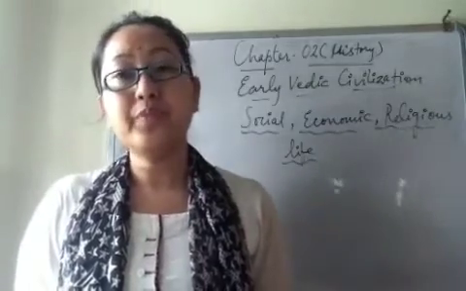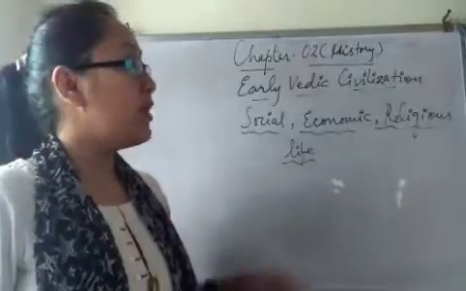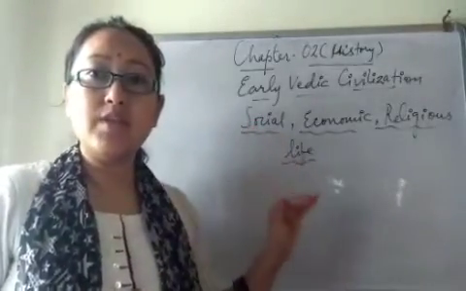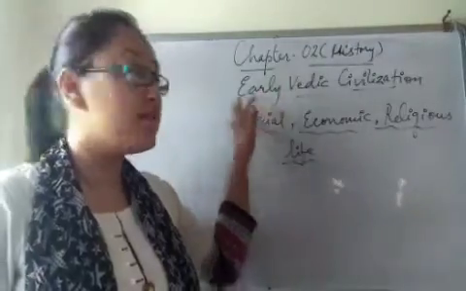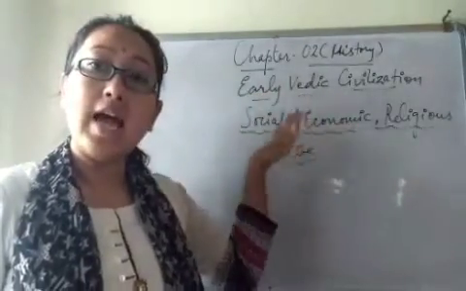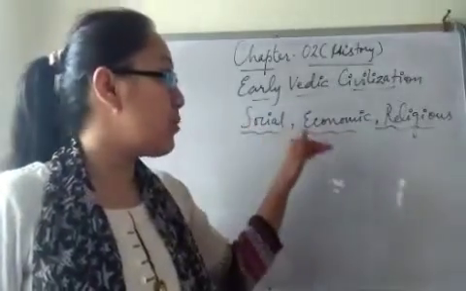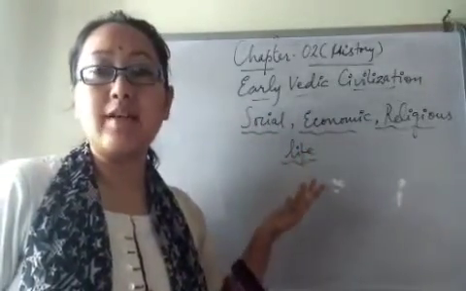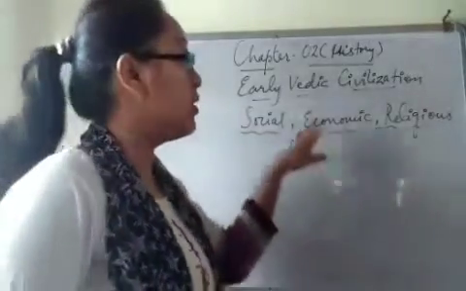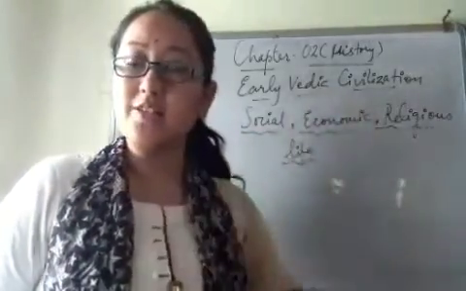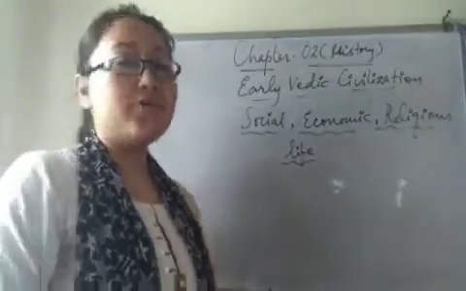So let's begin our class, and today we are going to continue the same chapter number 2 from Indian history, and the name of the chapter is the early Vedic civilization. The topic to be covered today is the social, economic and religious life of the people of early Vedic civilization. So let's talk about the social life.